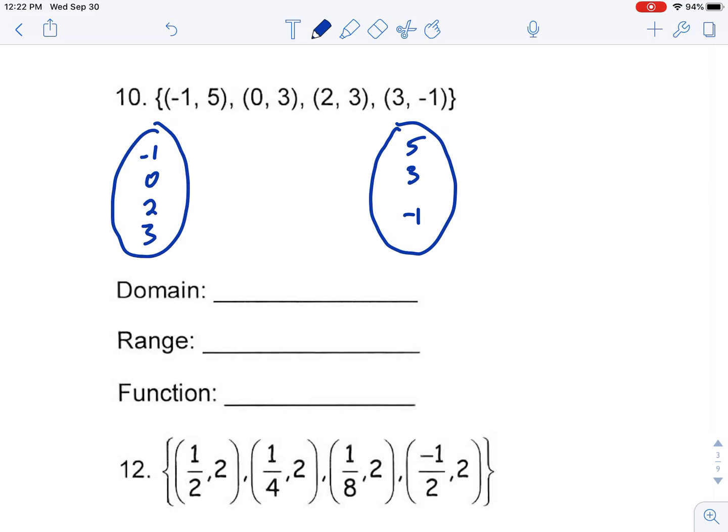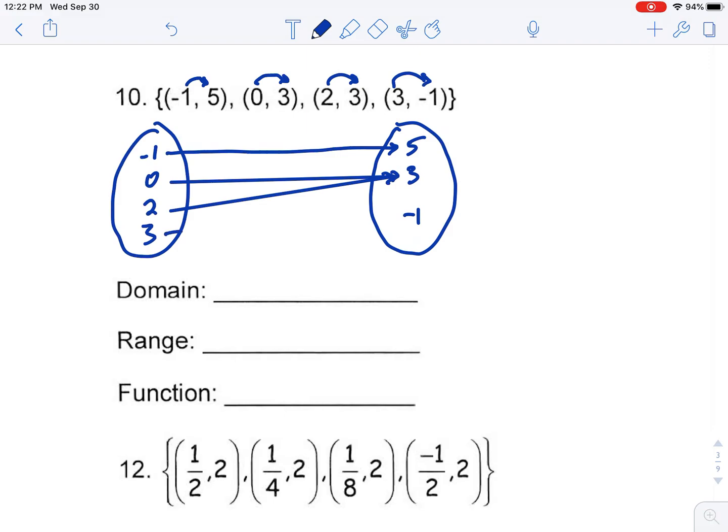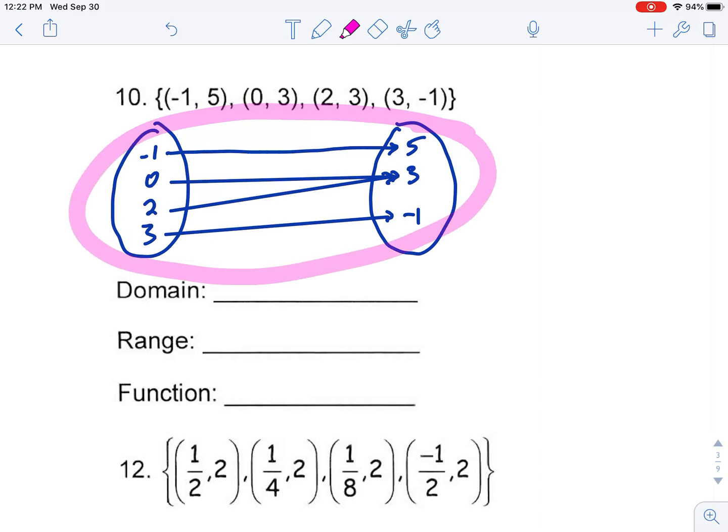So it's a diagram. You draw 2 shapes, usually they're ovals, put the domain numbers in one, the range numbers in the other, and then connect them. So -1 is paired up with 5. You draw an arrow from -1 to 5. 0 is connected with 3, so you draw an arrow there. 2 is connected with 3, you draw an arrow to that 3. And then 3 is connected with -1. These little arrows up here are not part of the answer. I was just explaining. But what you have here is the mapping.